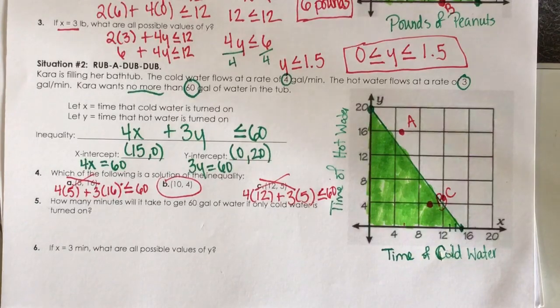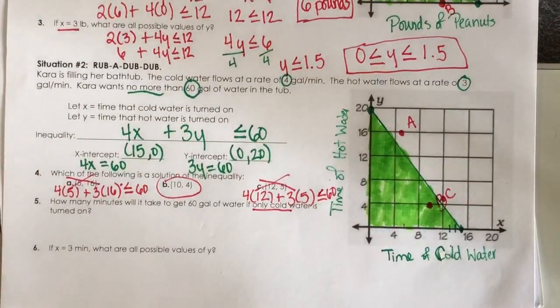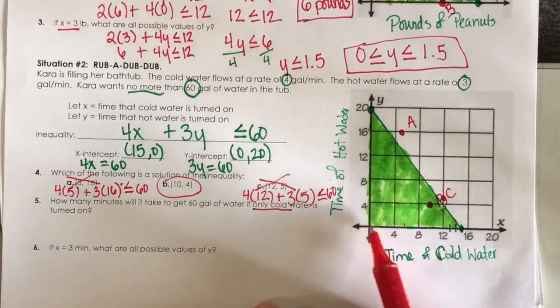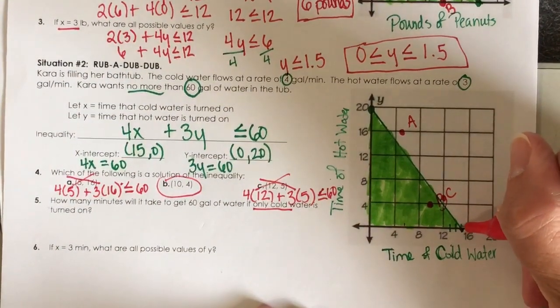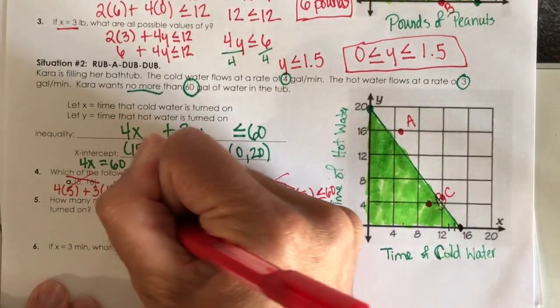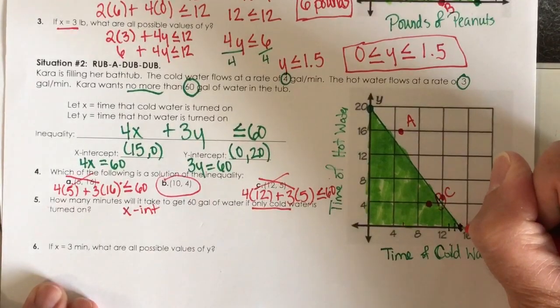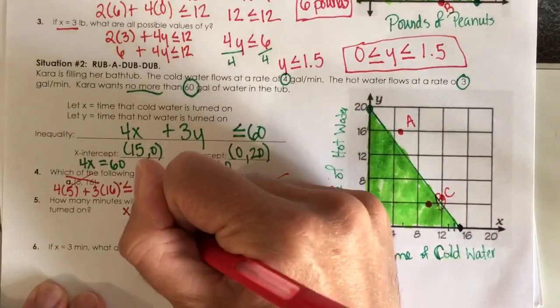So now the next question. How many minutes will it take to get 60 gallons of water if only cold is running? So if I only turn on cold water and that's it, well, I look right here and that's going to be my x-intercept. So that means that it has to be 15 minutes.